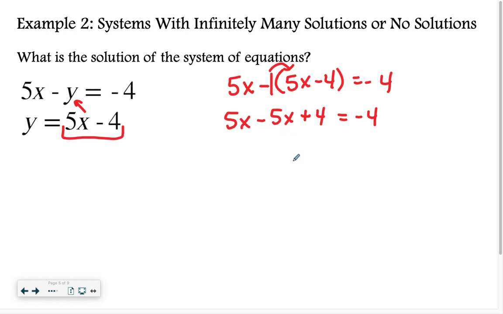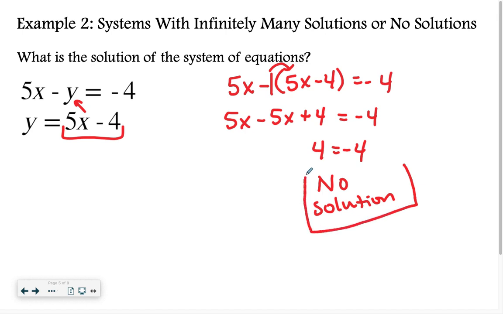So then I have 5x minus 5x, that cancels. Then I have a positive 4 equals a negative 4. So whenever they equal different numbers, that is no longer an infinitely many solutions. That is now called a no solution answer. Okay, so that means those two lines are never ever going to touch. So that is a no solution.